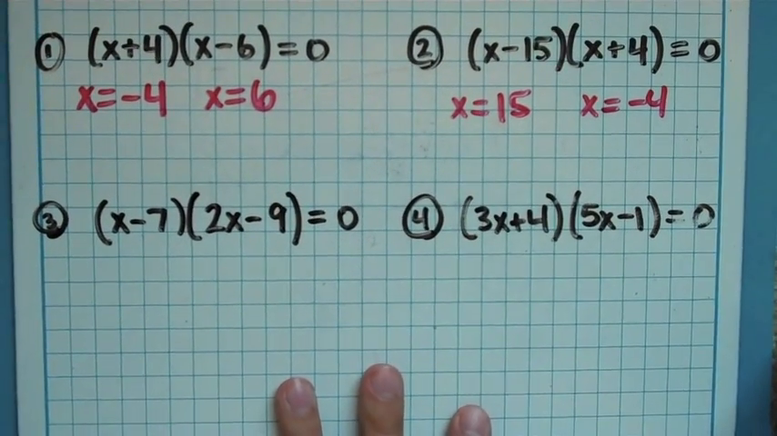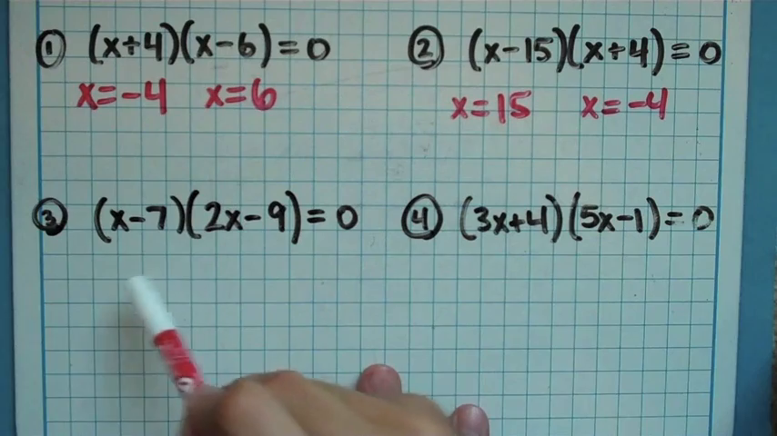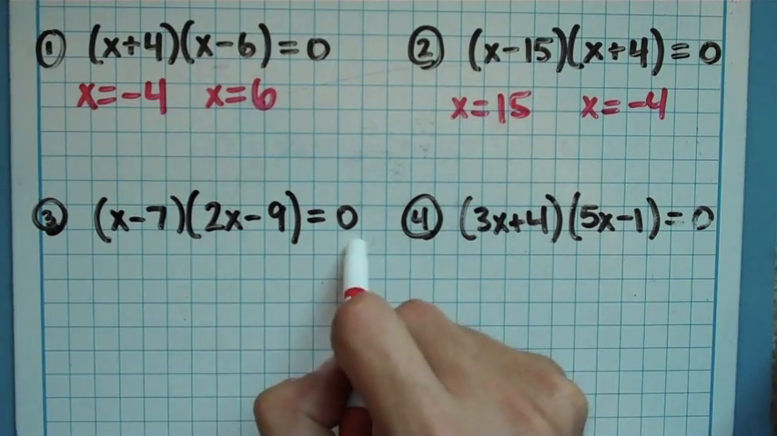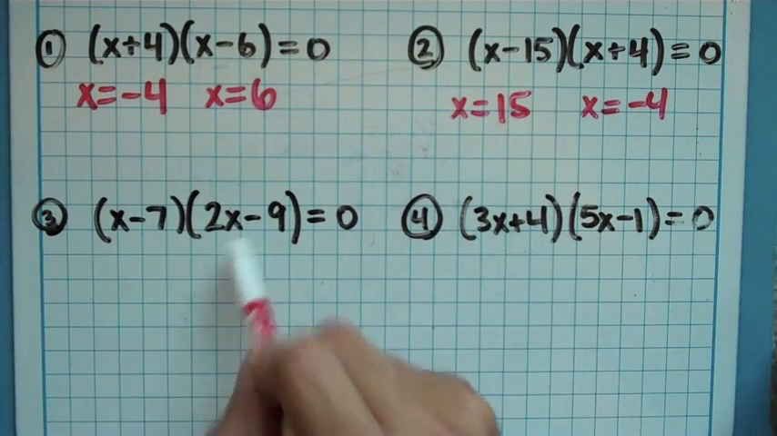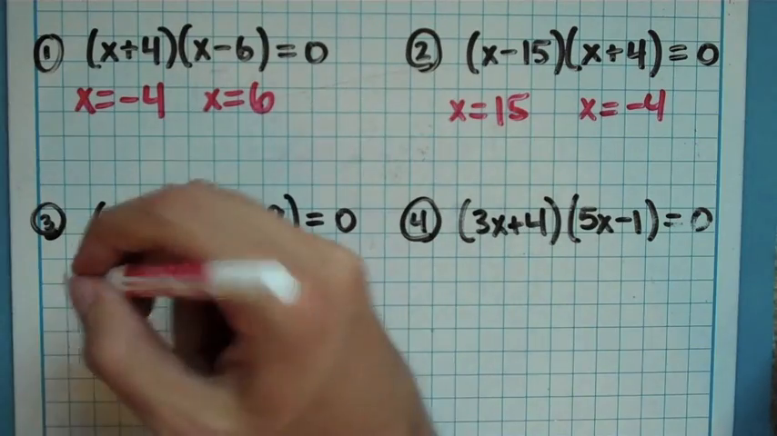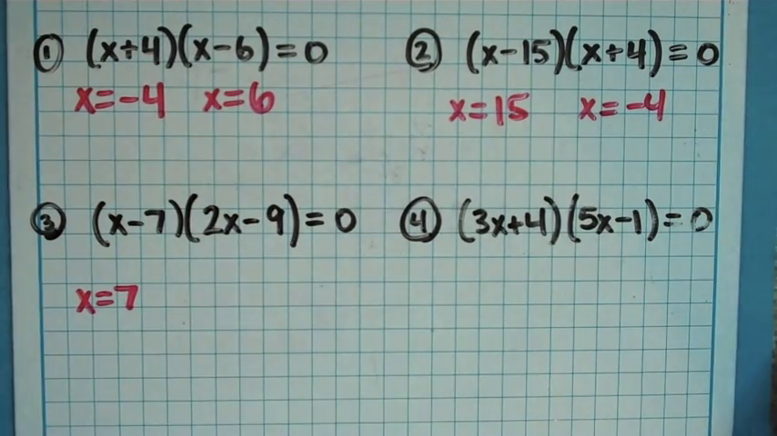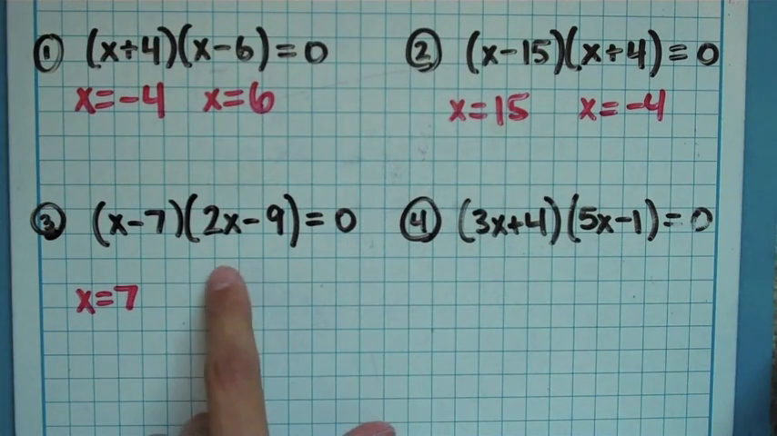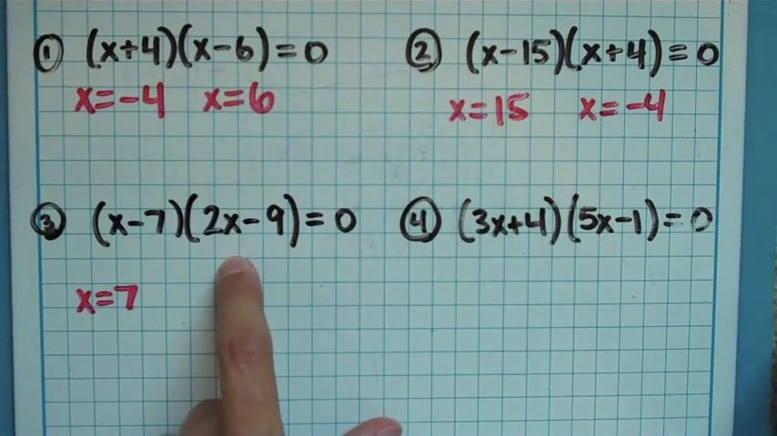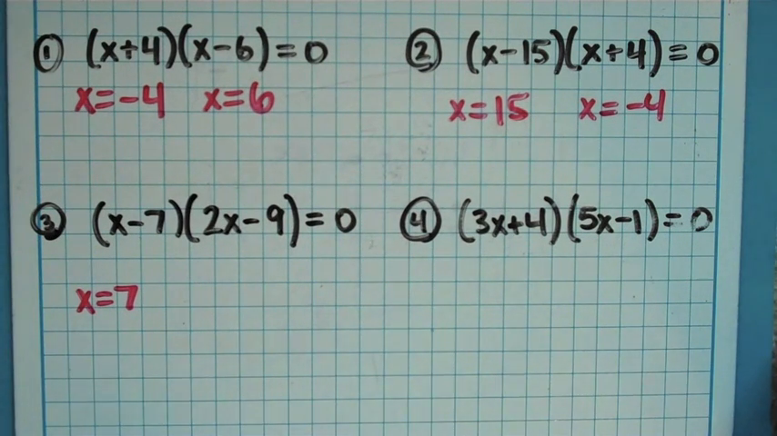I have two more though. So on this one, again, two parentheses being multiplied, we get 0. Either this parenthesis is 0 or this one is. The first one, we know the answer is going to be x equals 7. On the second one though, that's not very easy to see just by looking at it. Not a lot of people at this level can just look at that and know the answer. So when that happens, you have to do a little mini algebra problem.